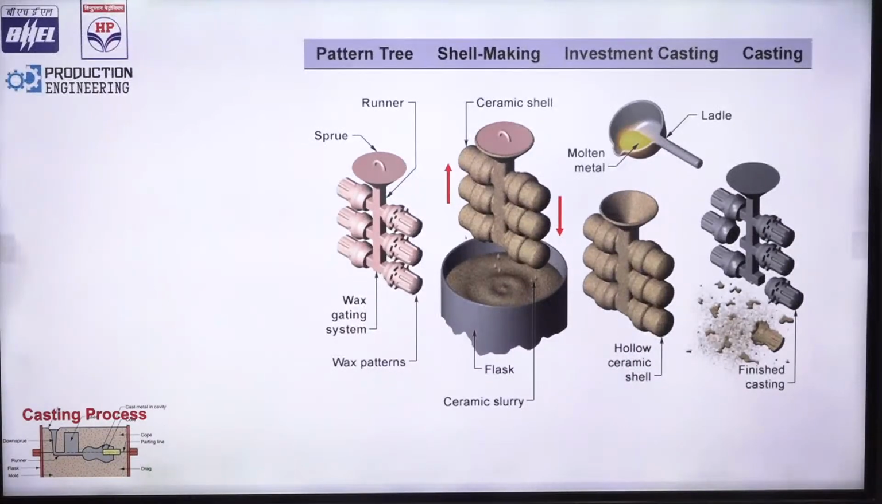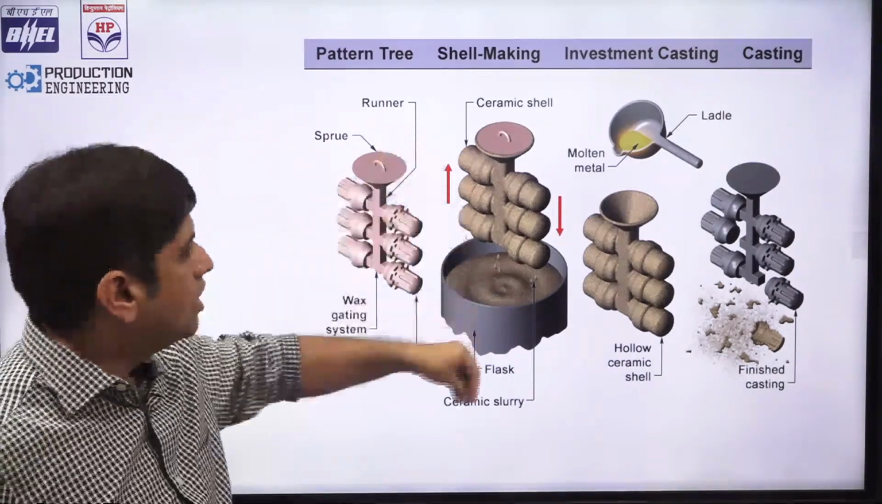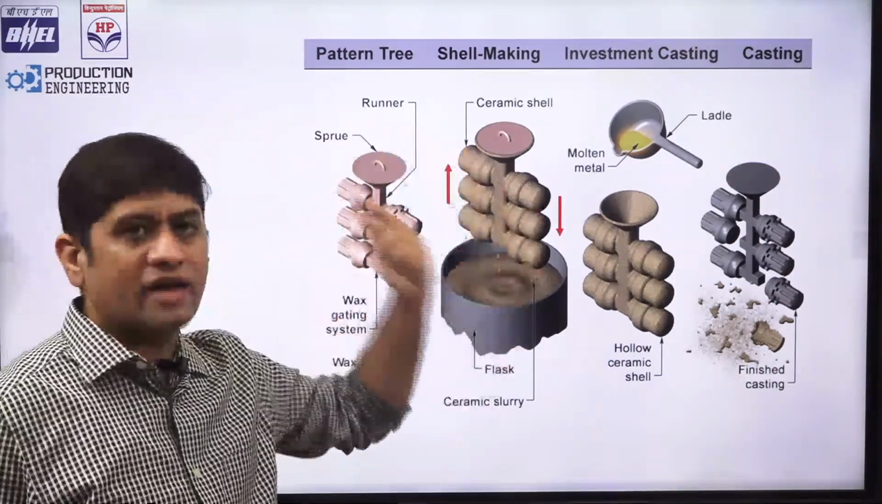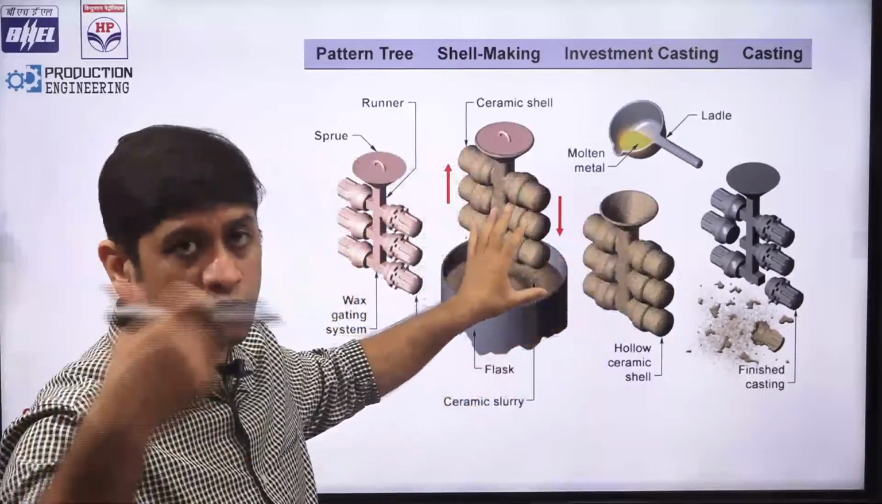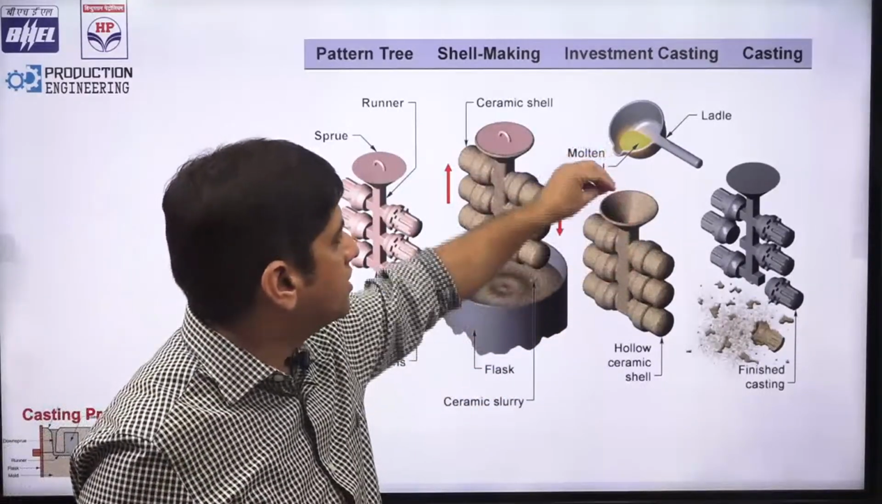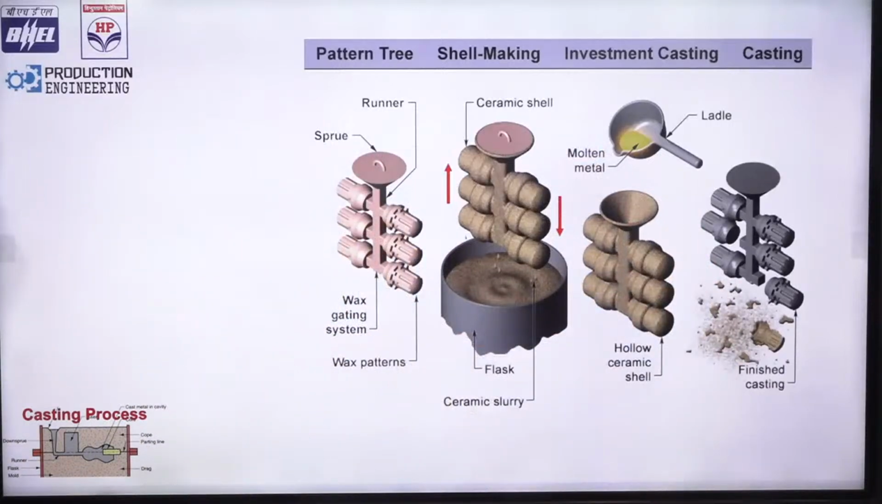So another way to see this entire thing. Maybe you can see the ceramic slurry here. This is a wax pattern tree, and you lower down the entire tree. Wax is surrounding it. Now ceramic is around it. Then you put the molten metal, and then the wax will go out, and the final molten metal casting you can obtain. This is how you get it, right?